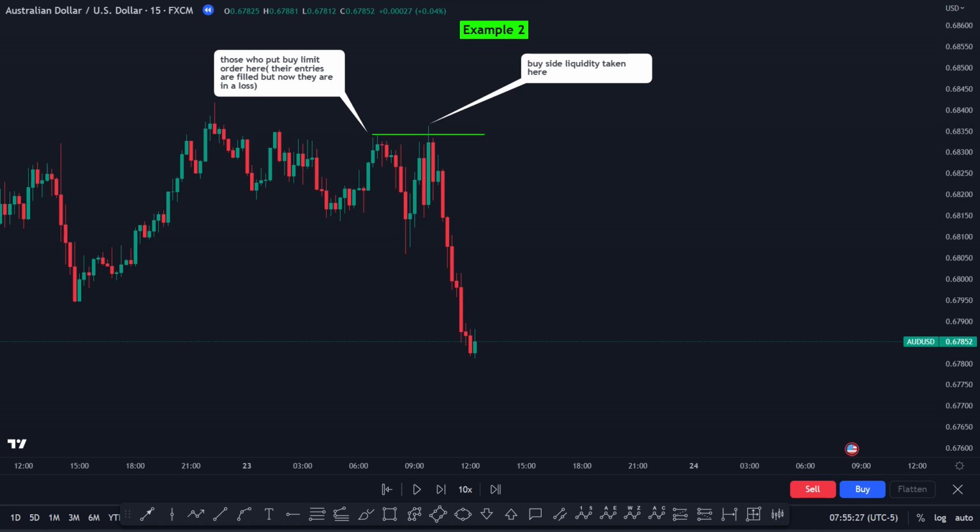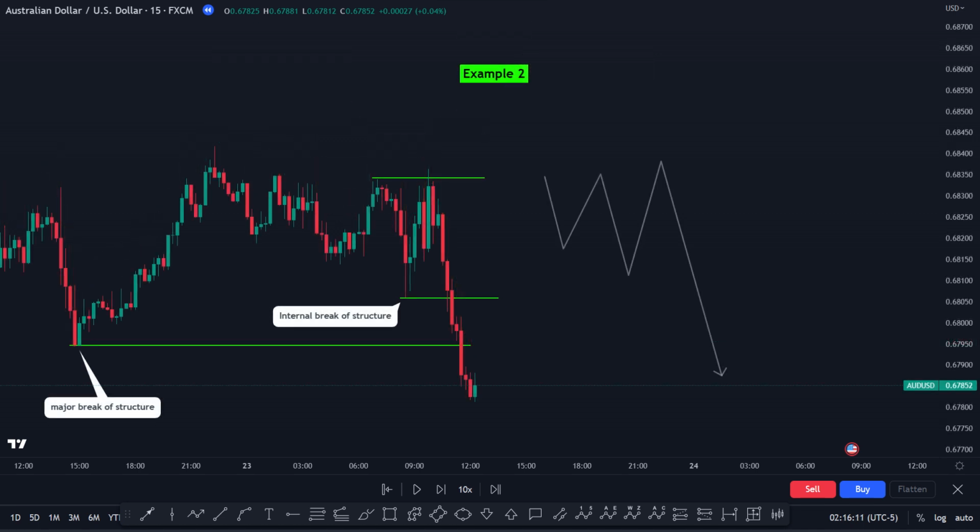Then now we have to see if we have a break of market structure or not. We can see that we have 2 breaks of market structure, the first one being the major break of market structure, or you can say a bigger break in market structure. Then lastly we have an internal break of market structure.